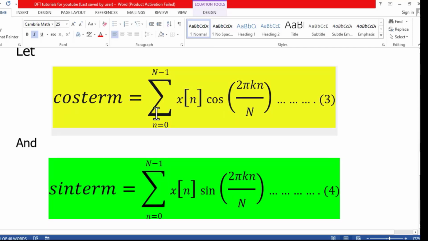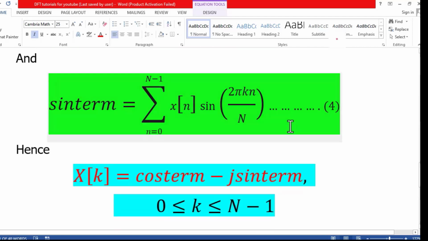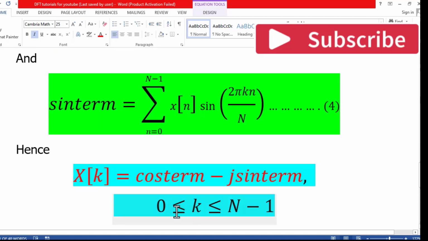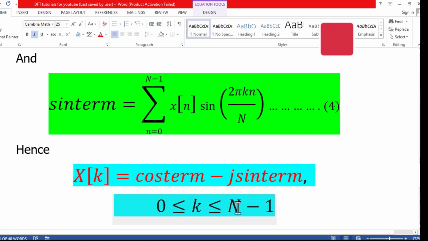Let the cos term be summation n start from 0 up to N minus 1 x of n cos of 2 pi k n divided by N, and the sine term be summation n start from 0 to N minus 1 x of n sine of 2 pi k n divided by N. Then X of k is simplified as cos term minus j times sine term, for k greater than or equal to 0 and k less than or equal to N minus 1.